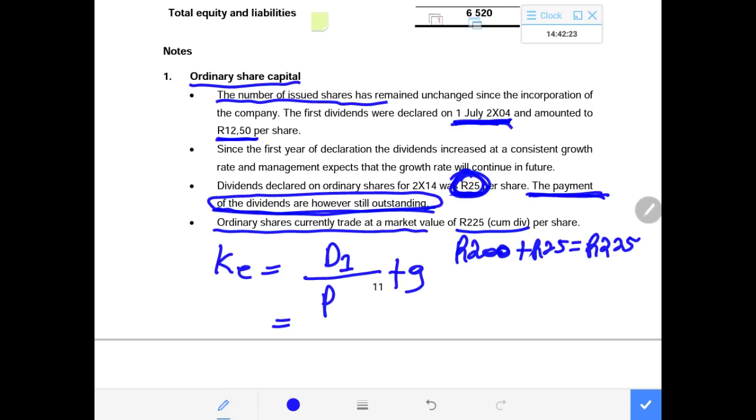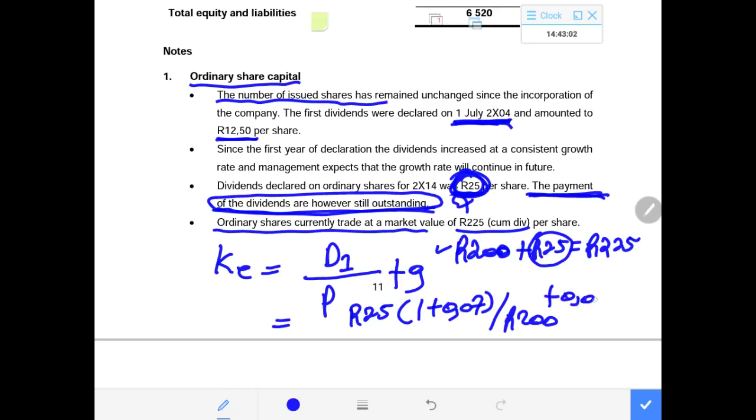So when we are calculating our dividends, we say our dividends declared were 25 rand. And we know that these dividends increase at 7%, 0.07. So we add 7%. Then we divide that by the price of the dividends. Remember, the price of the dividends is 200, but after we added the 25 rand, which is the cumulative one, it became 225. Otherwise, the price of the dividends according to the market is 200 rand. Then we add the growth rate of 7%, 0.07. I'm just doing my workings.